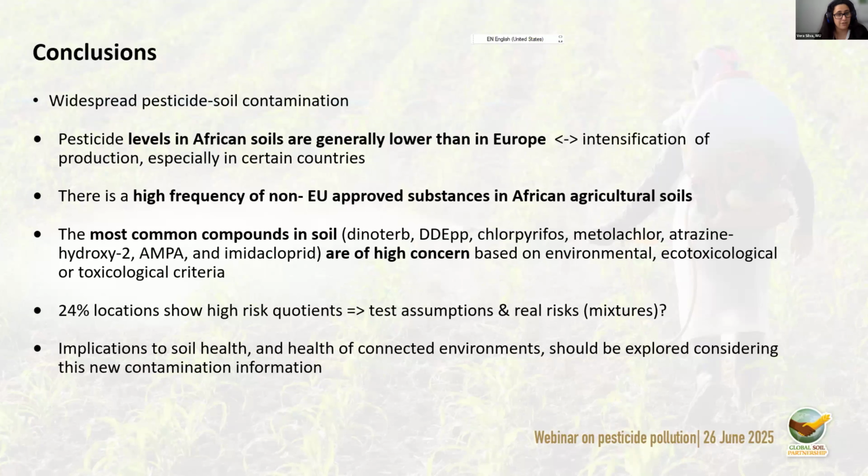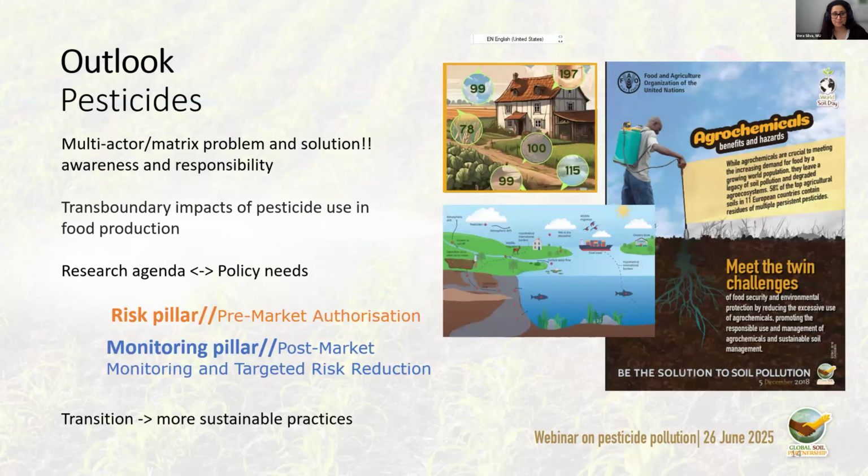Especially because, as I stressed before, the most common compounds in soil, the 7 ones that I have mentioned before, are of high concern based on environmental, ecotoxicological, or toxicological criteria. And then 24% of the locations show high risk quotient. So again, validation by testing these mixtures in a pool of species will be a next step, as well as exploring the implications to soil health, human health, and all the environmental compartments in between.